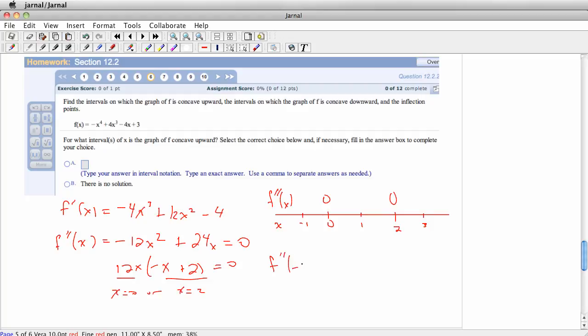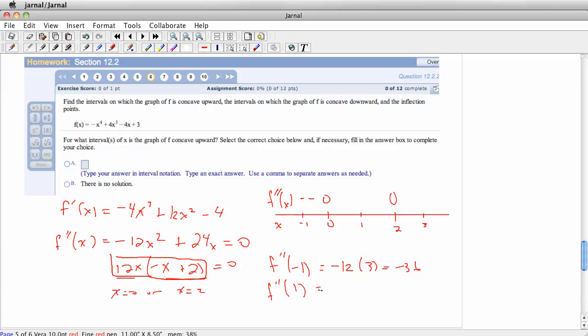So f double prime of negative 1 means put negative 1 in for x into my second derivative. Well, this is my second derivative formula right here. And again, you don't really have to evaluate it, because all you really want to know is whether it is positive or negative. But I'll go ahead and evaluate it just so we can see. If I put negative 1 for x, I get negative 12 there, and I get negative of negative 1, which is positive 1, plus 2 is 3. So I get negative 36 for f double prime of negative 1. So the main thing is that that's negative. So f double prime is negative over here.